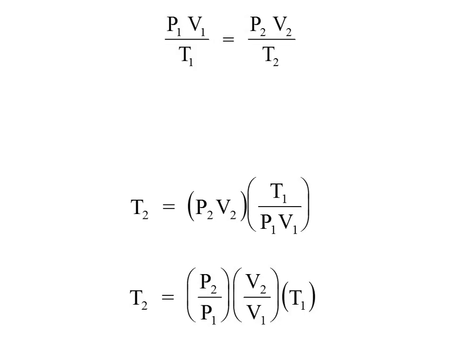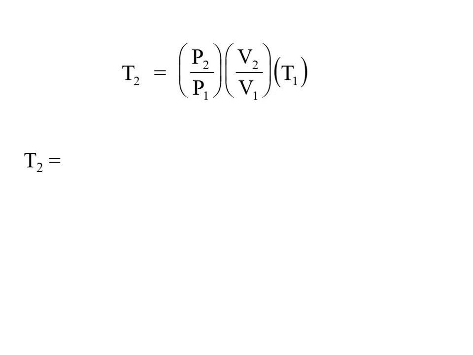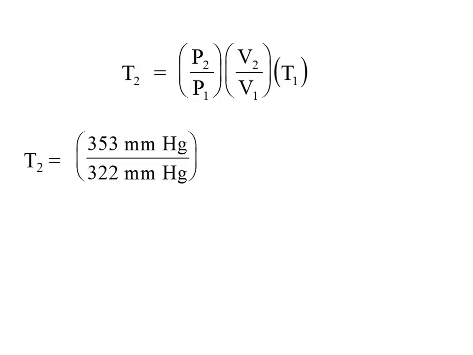Okay, so here we go. But do you see already where I told you we can leave the pressure in millimeters of mercury? Look, they're going to cancel. We can leave the volume in milliliters. Those units are going to cancel, not the numbers, but the units. Temperature got to be in Kelvin. So here we go. It's P2 over P1, so 353 millimeters of mercury over 322 millimeters of mercury, times V2 over V1, so 46.7 milliliters over 33.5 milliliters.